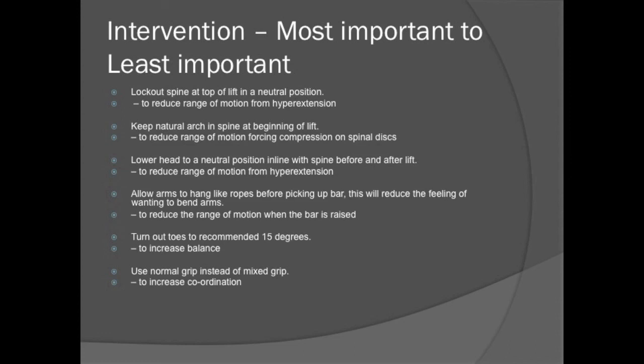allowing arms to hang like ropes before picking up the bar. This will reduce the feeling of wanting to bend arms, which will reduce the range of motion when the bar is raised. Turning out the toes to the recommended 15 degrees to increase the balance, and using a normal grip instead of a mixed grip to increase coordination.